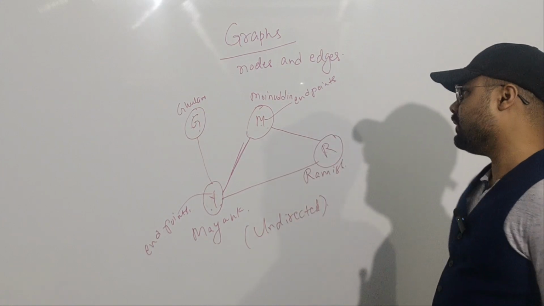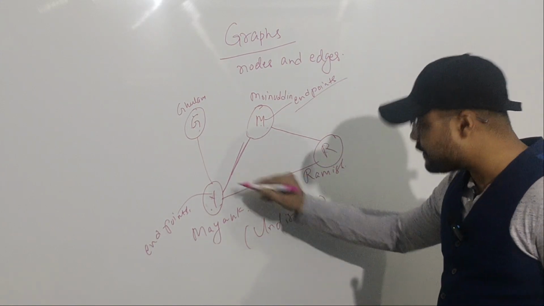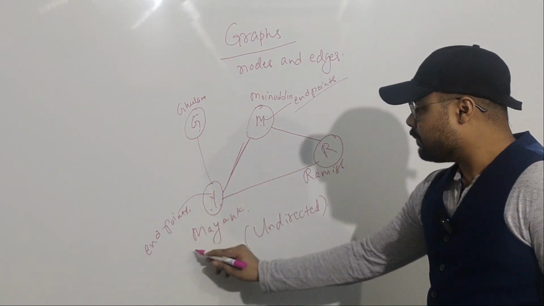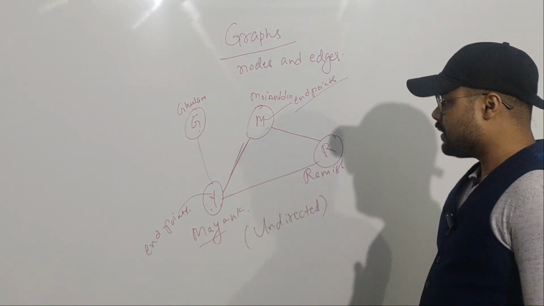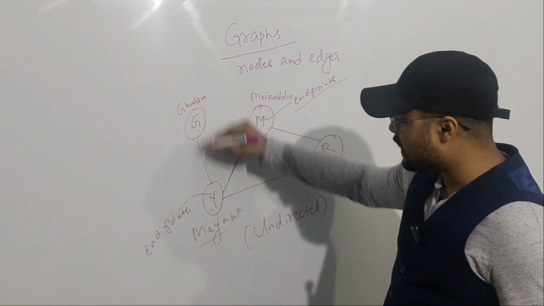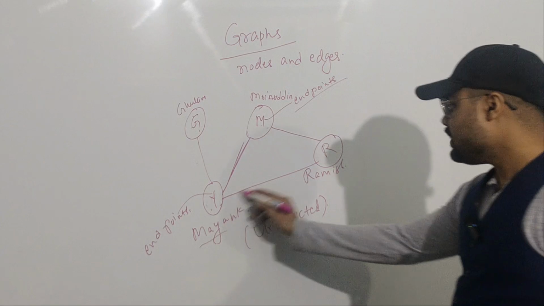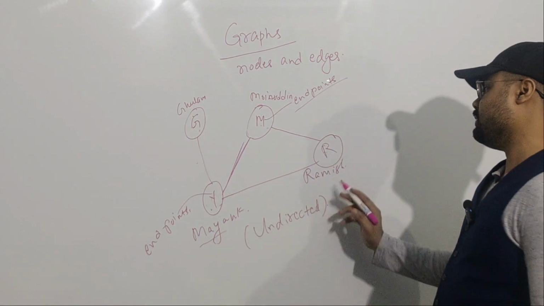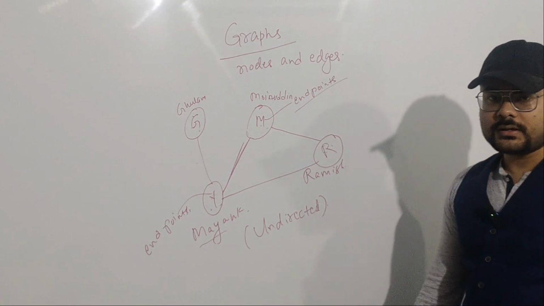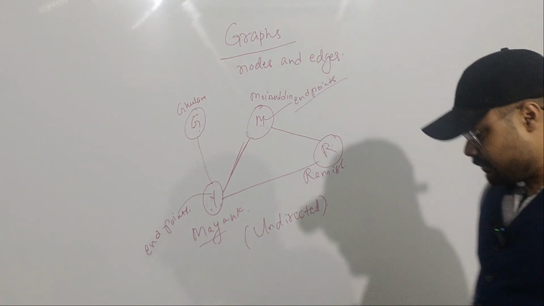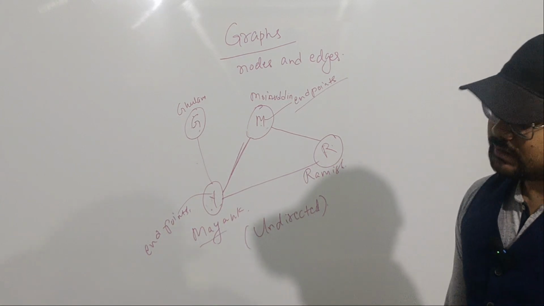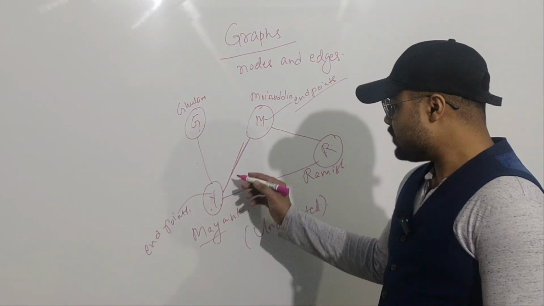Right now, just focus on the word endpoints. From an edge perspective, what are the endpoints of the edge? It's Mayank and Moinuddin. For this edge, what are the endpoints? Gulam and Mayank. For this edge? Mayank and Ramesh. For this edge? Moinuddin and Ramesh.